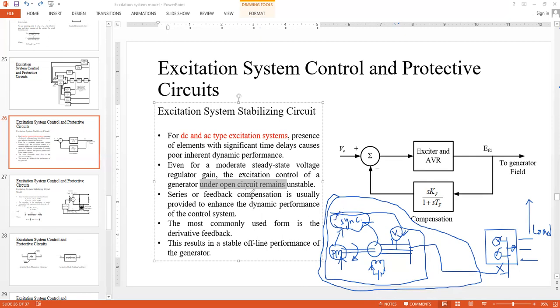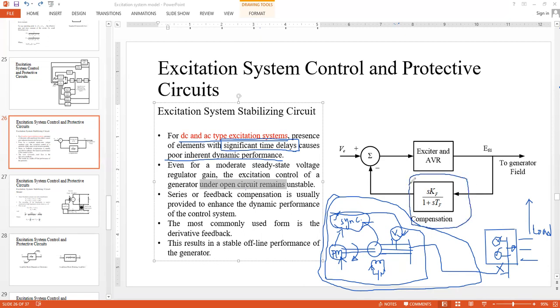Okay. So under open circuit condition, with this significant time delay for the DC and AC type excitation system, this significant time delay could produce an unstable performance or poor inherent dynamic performance. In other words, you can say unstable performance or unacceptable performance. So to get rid of this, we need to provide some compensation circuit.